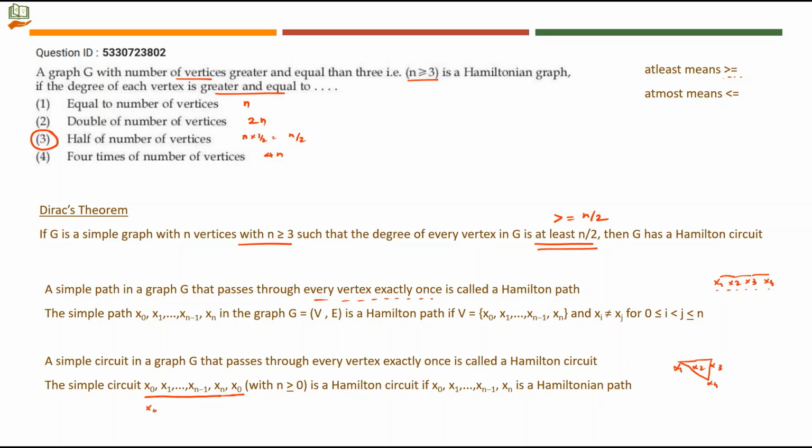So here they are starting from x0, going till xn, again getting back to x0. So this is the start vertex. If you are getting back to it, this is called a Hamiltonian circuit. Make sure that we are visiting every vertex exactly once, but we are getting back to the initial vertex or the source vertex once again. So this is a Hamiltonian circuit.